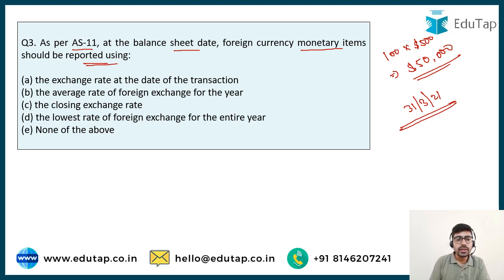At which exchange rate should I convert this $50,000? Whether I should use the exchange rate at the date of transaction, the average rate of foreign exchange for the year, the closing exchange rate, the lowest rate of foreign exchange for the entire year, or none of the above. So this is what is being asked in this question, that by which exchange rate you should convert this $50,000 into rupees on 31st March of 2021. So just think about it logically and try to answer it.